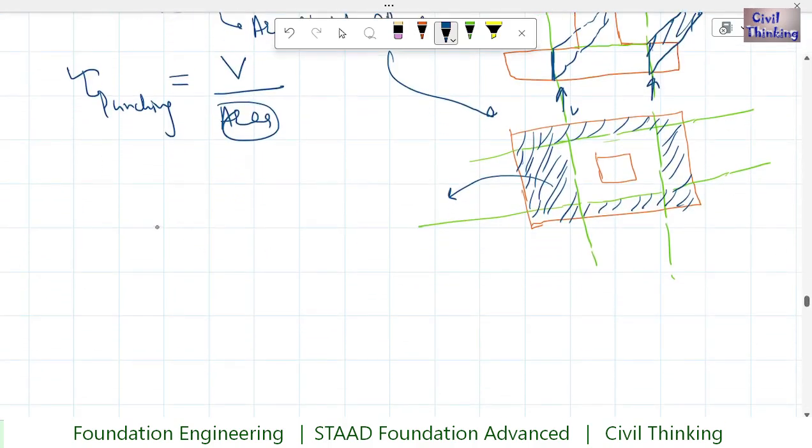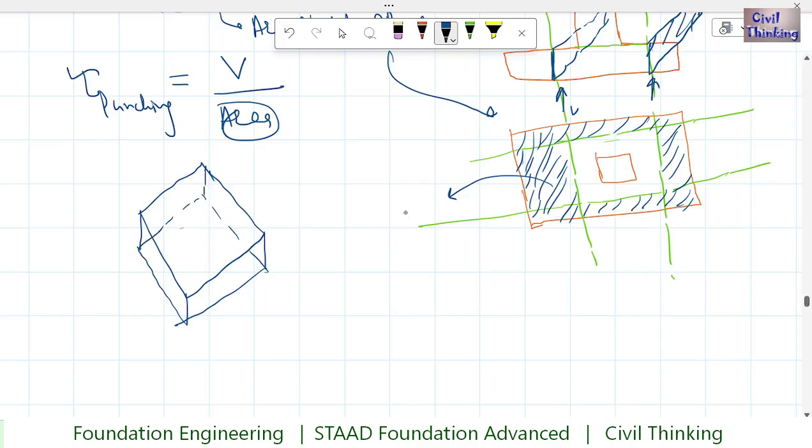So if I draw this in 3D, we will understand. Let me try to draw it in 3D. It is something like this.